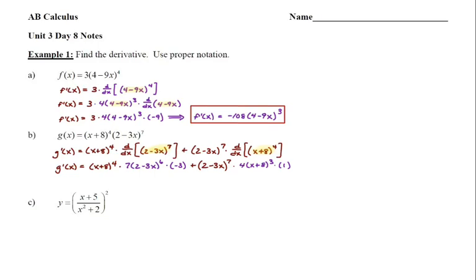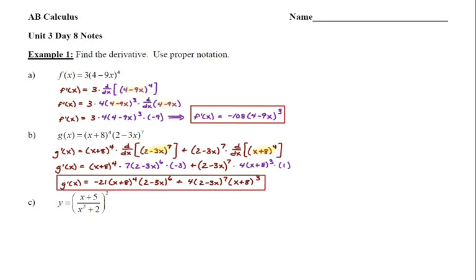(x + 8)^4 times 7 times negative 3. So I'm going to call that negative 21(x + 8)^4 (2 - 3x)^6. And then the second piece would simplify into 4(2 - 3x)^7 (x + 8)^3. So you could go a little further and factor out any of the common factors, but for now I'm going to leave it like this.